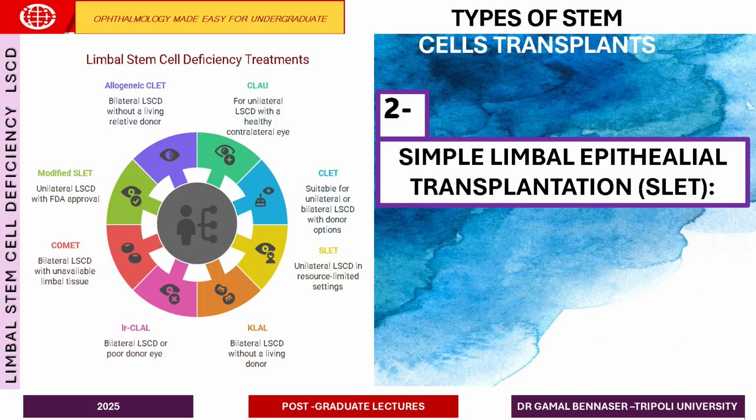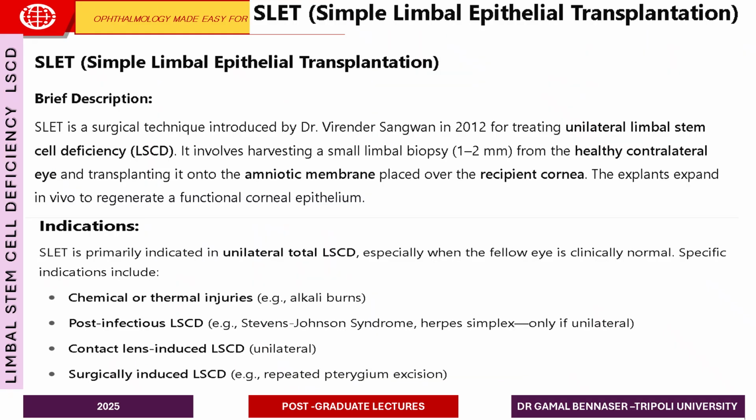The second variety of limbal stem cell transplant is known as the SLET, which stands for simple limbal epithelial transplantation. And this type, in comparison to the previous one, the conjunctival limbal autograft, we only use limbal epithelial cells without the incorporation of conjunctiva. We will speak about this in detail.